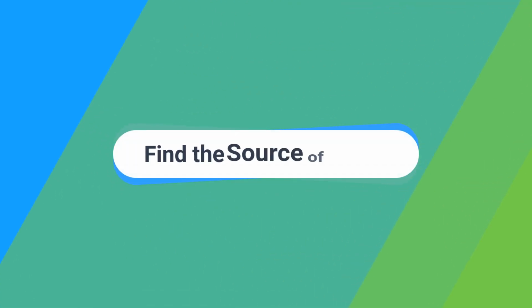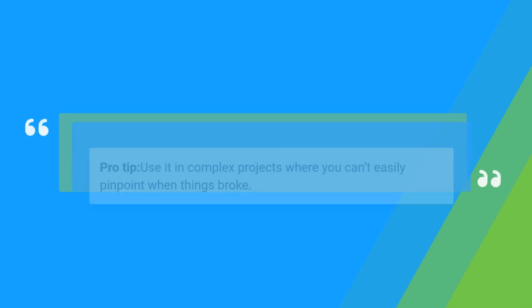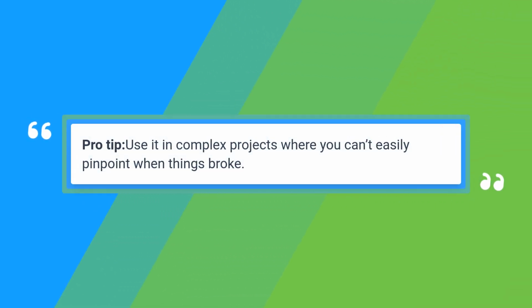Find the source of a bug. This powerful tool performs a binary search through your commit history to find the commit that introduced a bug. Why it's cool? It's like Git's detective mode, perfect for identifying where a bug was introduced without manually checking each commit. Pro tip: use it in complex projects where you can't easily pinpoint when things broke.